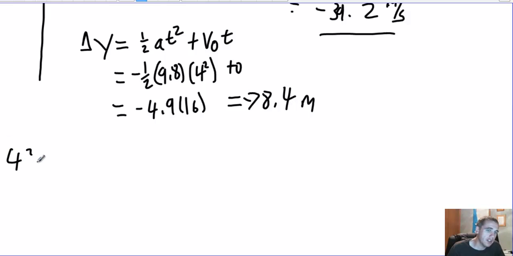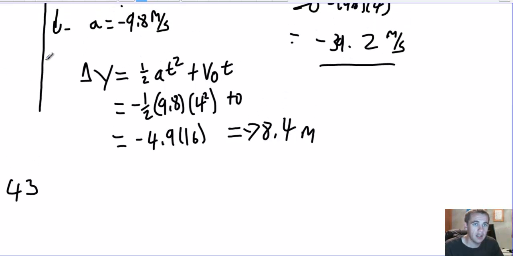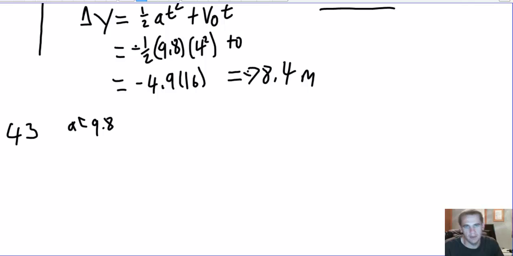Alright, 43 says, what if we did the exact same thing, but we chose the coordinate system so that the other way was positive? Okay, so if this becomes positive, then my acceleration's positive instead of negative, and so all that does is it changes this negative to a positive and this negative to a positive. So instead of moving at negative 39.2 meters per second, we'll be moving at positive 39.2 meters per second. And instead of having a negative displacement of 78.4, we'll have a positive one. So all that happens is we reverse the sign.